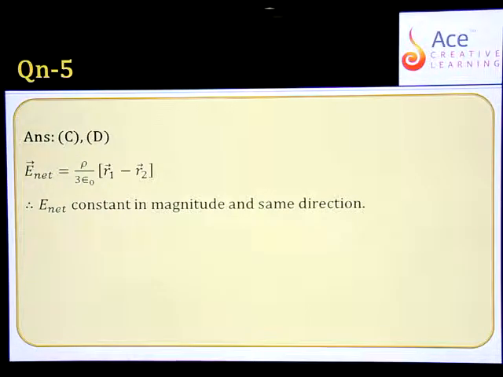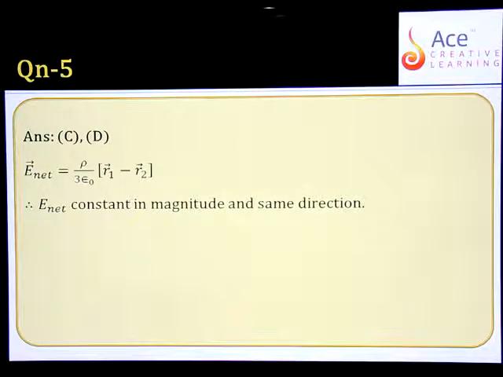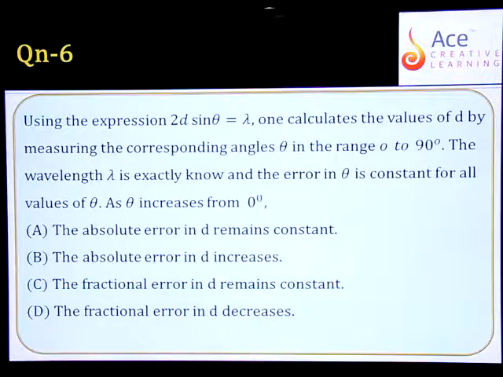And when you calculate the geometry, vector r1 minus vector r2 always turns out to be the vector joining the two centers of the spheres, which is constant in magnitude and has a unique direction. So in that region, electric field has a constant magnitude and a unique direction, making option C and D correct. It is definitely an easy problem. Question number 6 is from units and measurement.